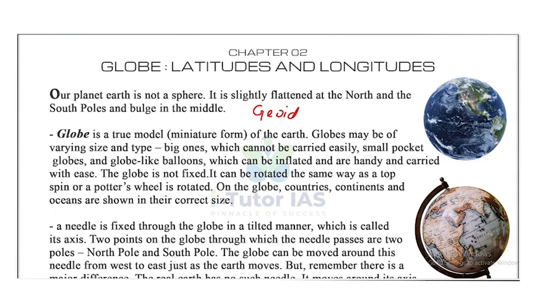Now, what is a globe? A globe is a true model or miniature form of Earth. Globes may be of varying size and type. Big ones which cannot be carried easily, small pocket globes and globe-like balloons which can be inflated and are handy and carried with ease. The globe is not fixed. It can be rotated the same way as a top spin or a potter's wheel is rotated. On the globe, countries, continents and oceans are shown in their correct size.